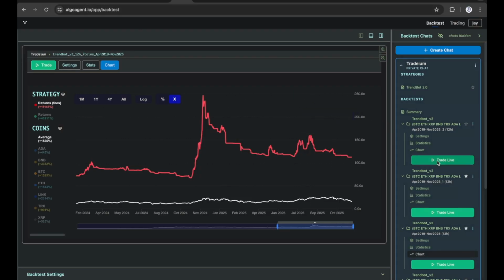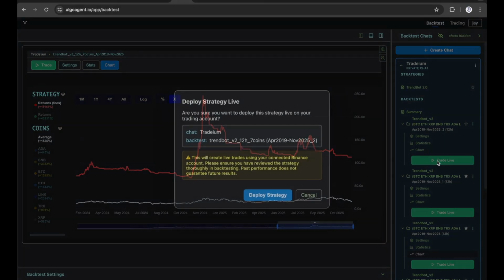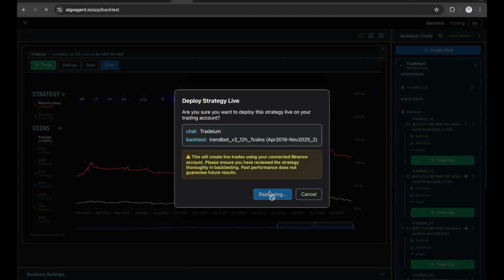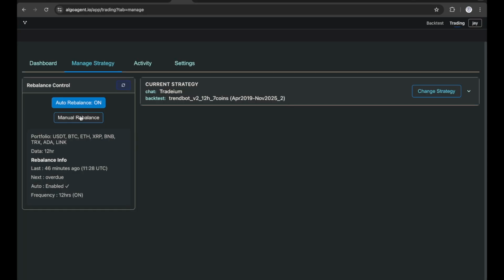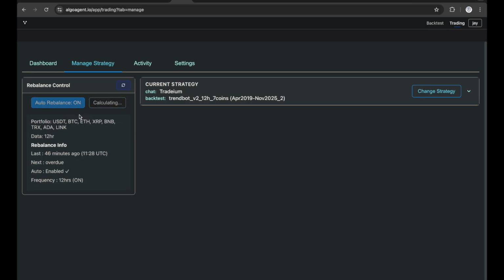And after you do these backtests, after you go to AlgoAgent.io, you can just click Trade Live. And that will apply this strategy directly to your Binance account. Then you can click Manual Rebalance or have the Auto Rebalance on. And it will automatically trade this strategy on your Binance account with all these settings.